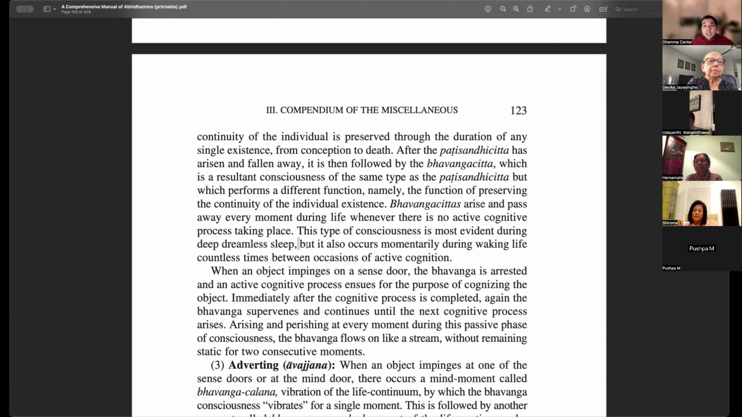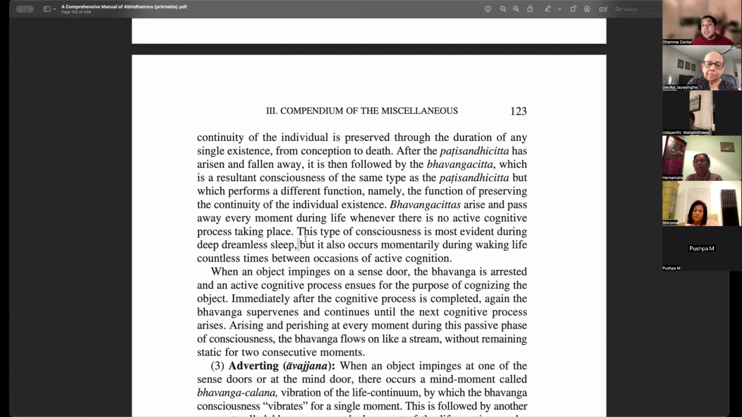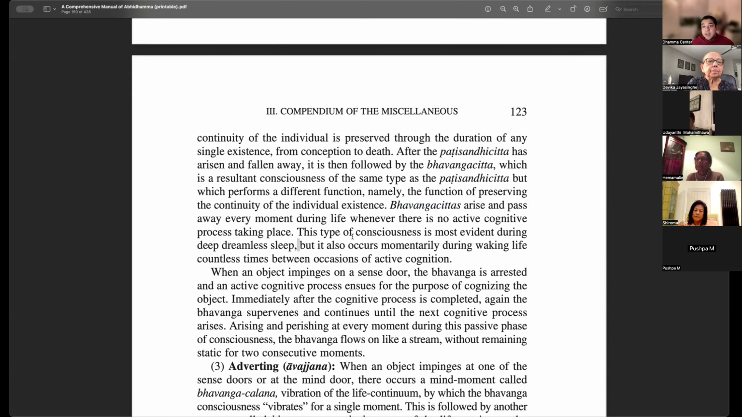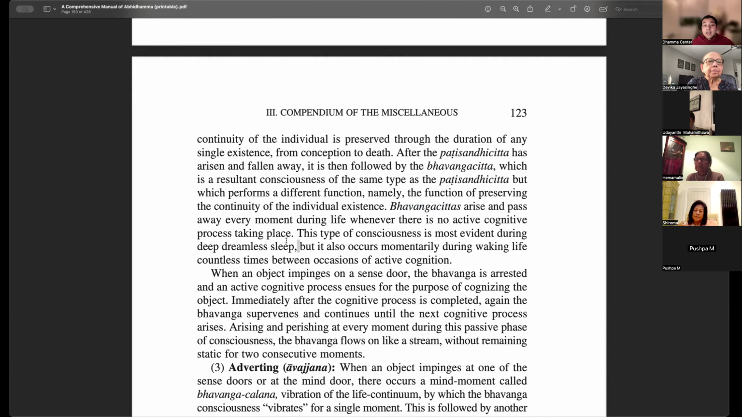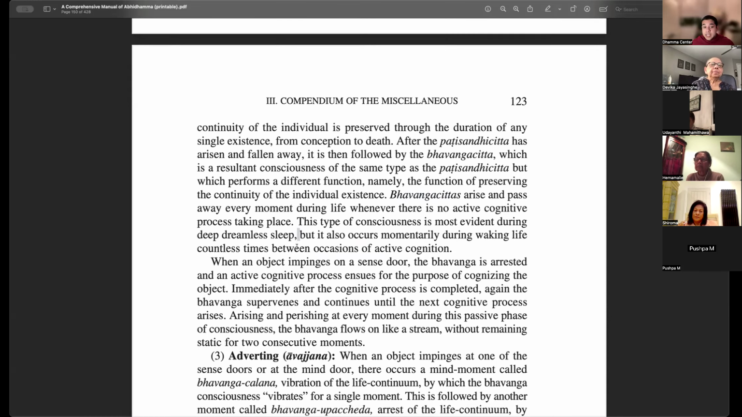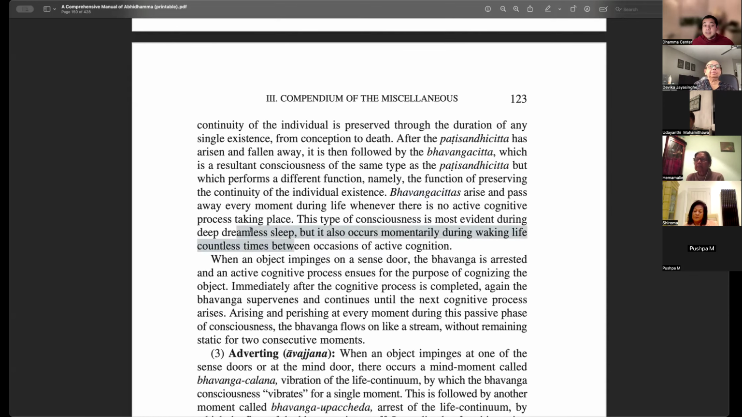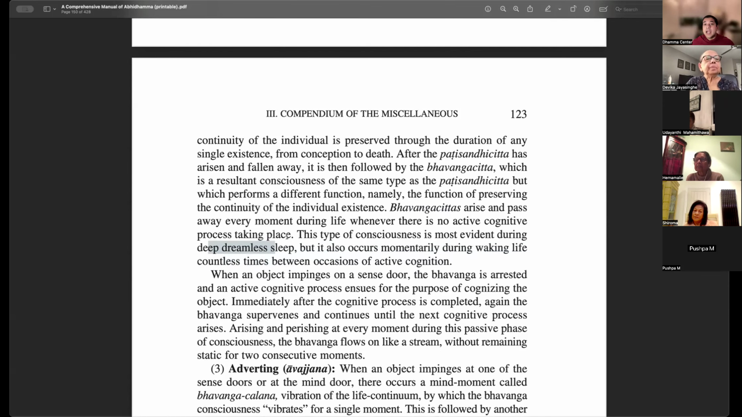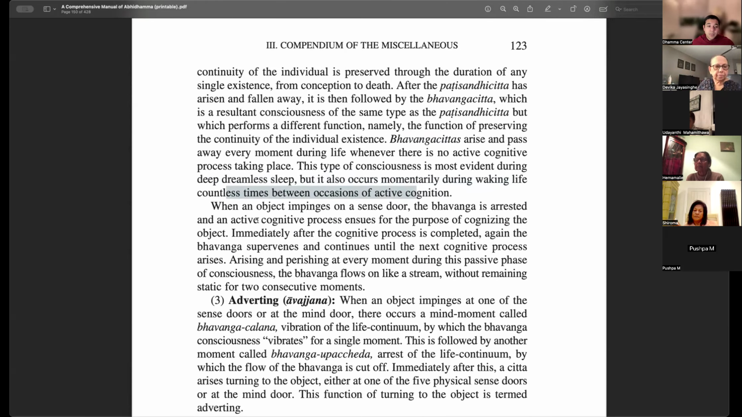When you go to sleep and you wake up and you think that there was no pause, right? Rested, well rested maybe. During that sort of sleep, dreams, they say, are again thoughts, activity of mind. But it also occurs momentarily during waking life, countless times before occasions of active cognition.